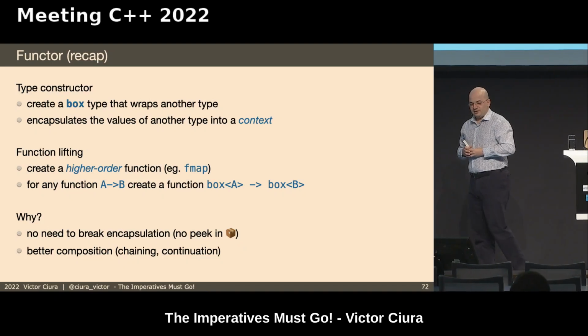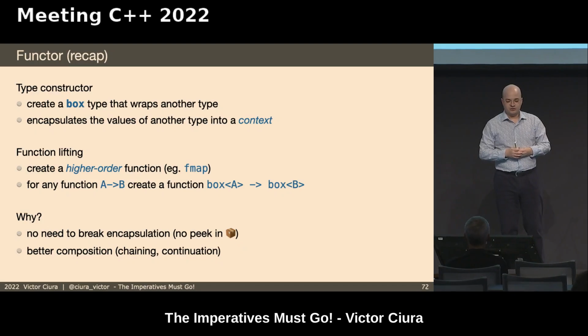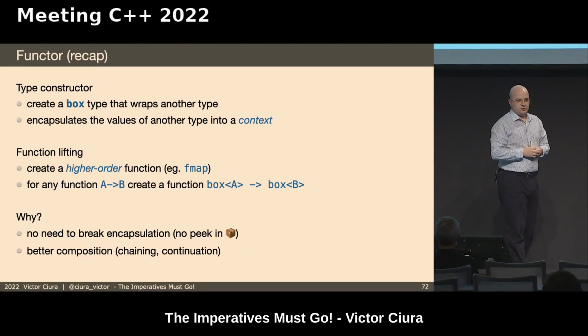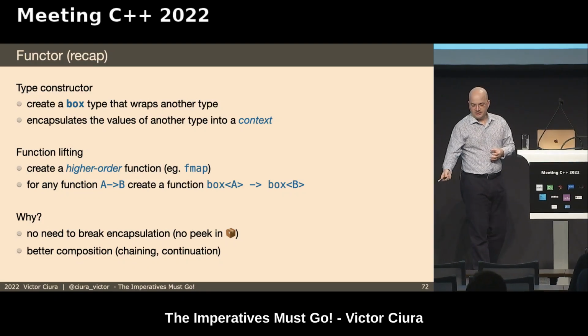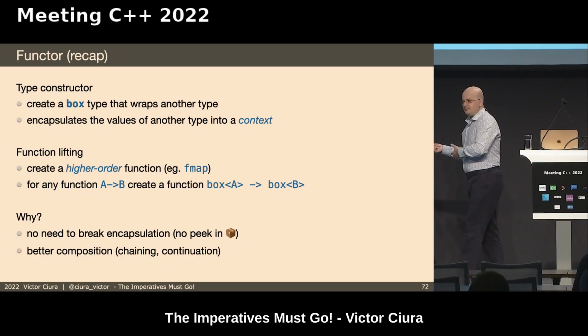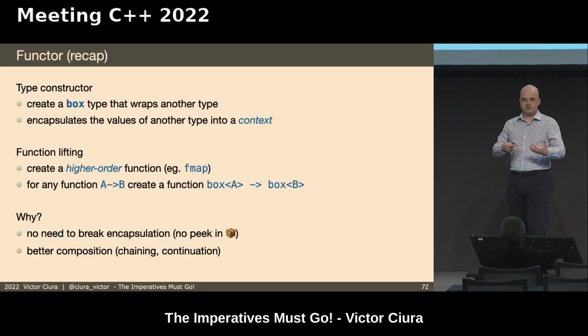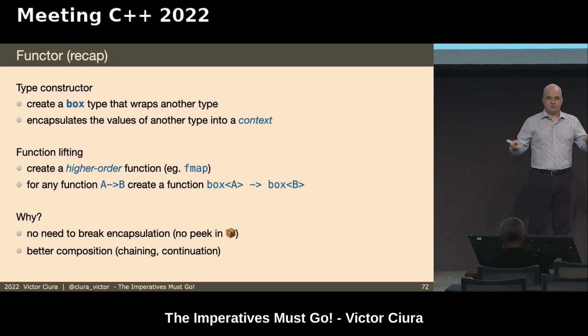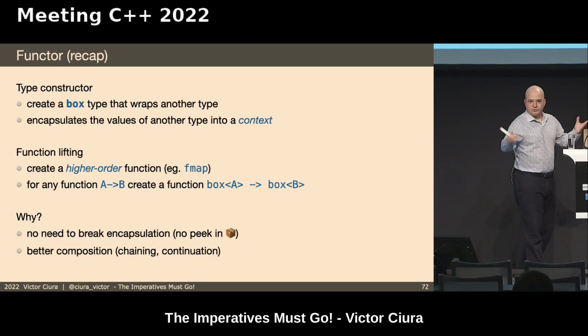And we've seen functional lifting, and that was a way of creating a higher-order function, like we showed with fmap. And it helped us create a new function. Instead of going from A to B, that mechanism helped us build a new function that goes from box of A to box of B, where box was optional, vector, or whatever, shared pointer if you want.